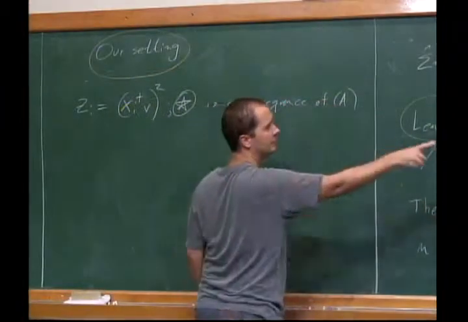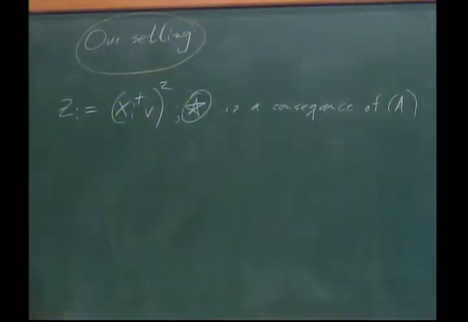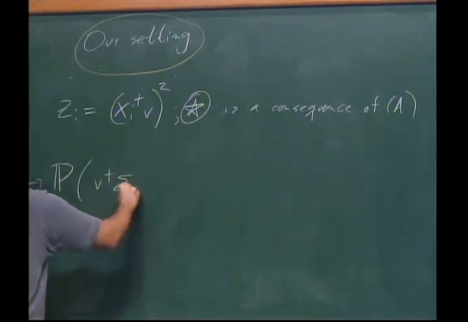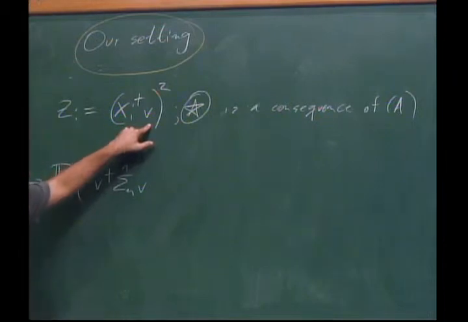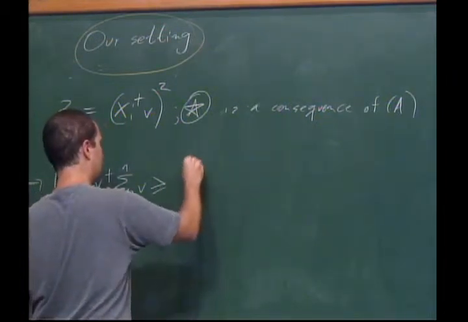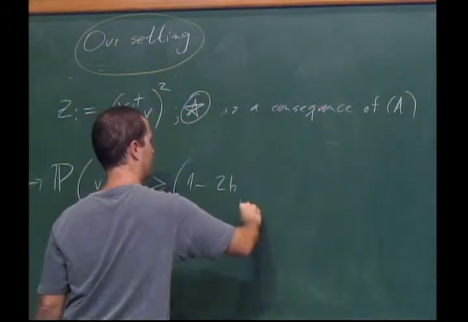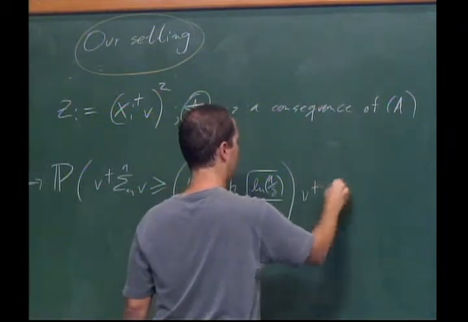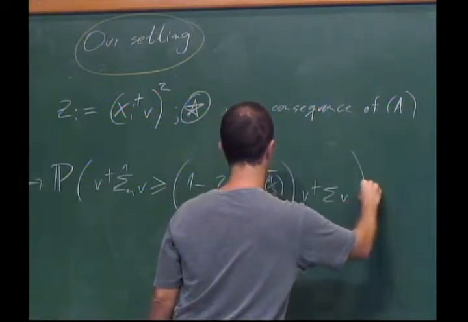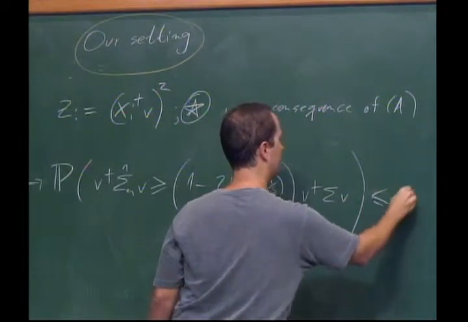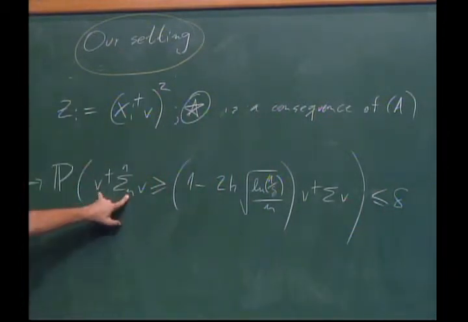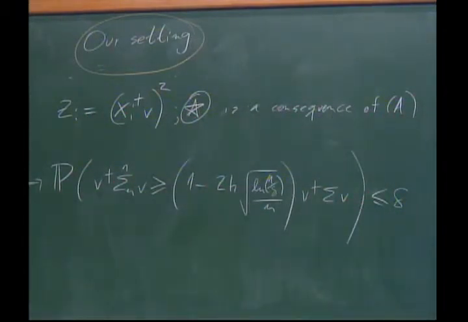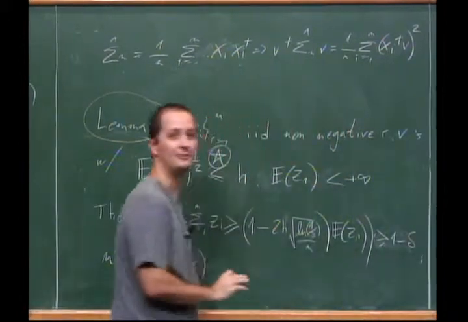A over there, right? So you have that the probability that V transpose sigma hat V, which is just the average of these guys, the probability that this is larger than 1 minus 2h log 1 over delta n V transpose sigma V, the probability is less than delta. So the probability of a vector, this is wrong, right? So this should be greater than 1 minus delta. Okay, I feel better now.